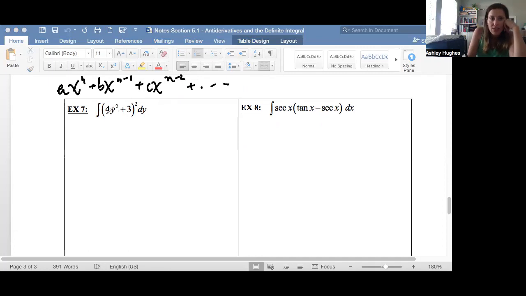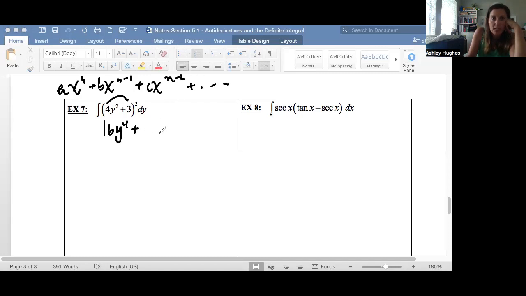So let's square this out. It would be the first term squared, whoops, not 8. 4 squared is 16. So 16y to the 4th, plus multiply these together, that would be 12y squared, oops, then double it.